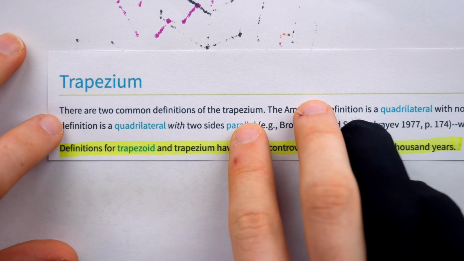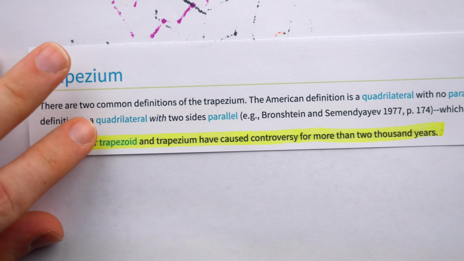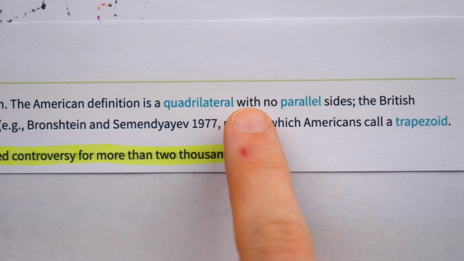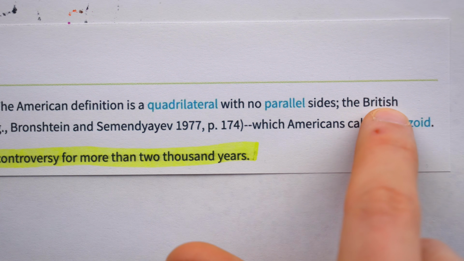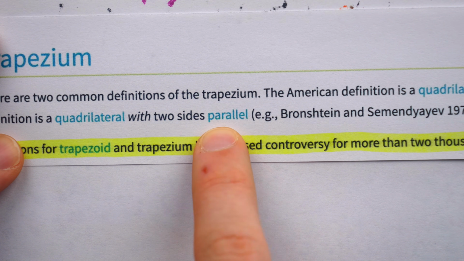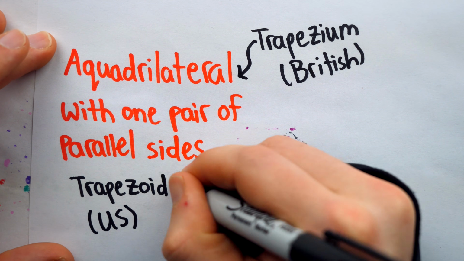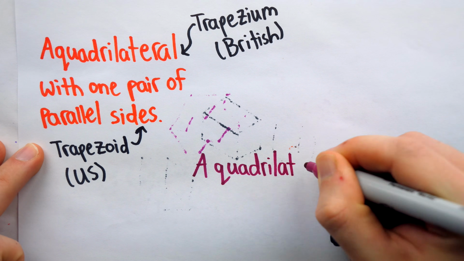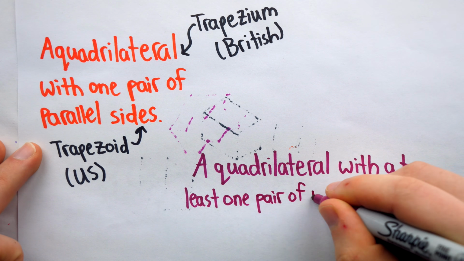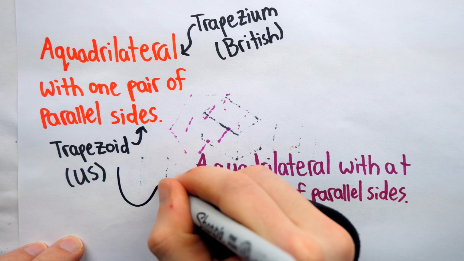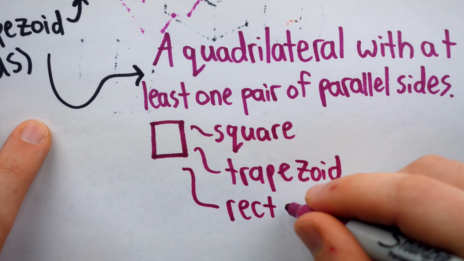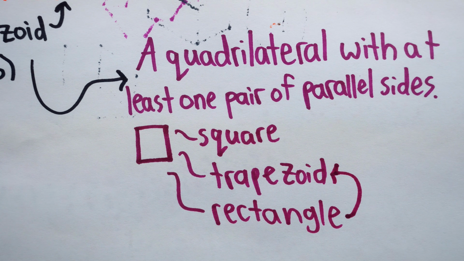Here in America, I don't think I've ever heard the term trapezium, but Wolfram Math World says the American definition is a quadrilateral with no parallel sides, whereas the British definition is a quadrilateral with one pair of parallel sides, which is what Americans call a trapezoid, except not necessarily, because there's also the dispute of whether trapezoid means one pair of parallel sides or at least one pair of parallel sides, so that a square would be a trapezoid, just like it's also a rectangle, and for that matter, a rectangle is a trapezoid too.